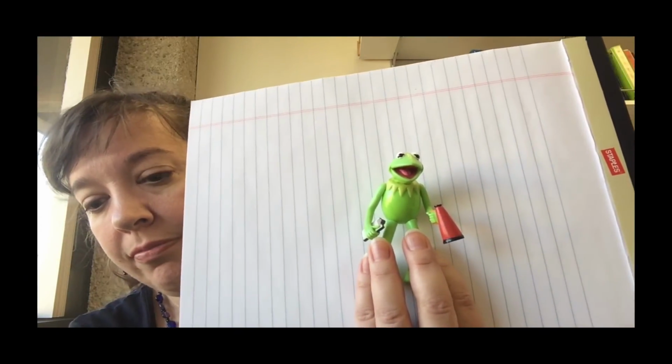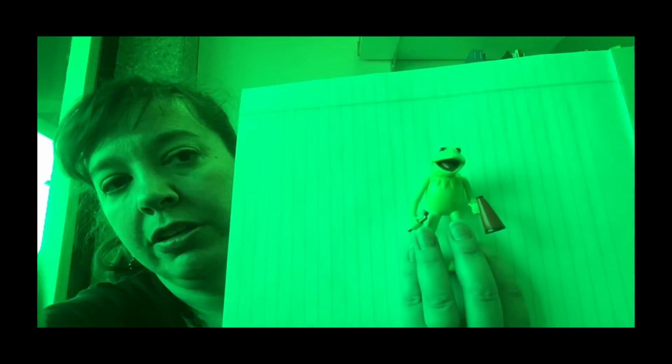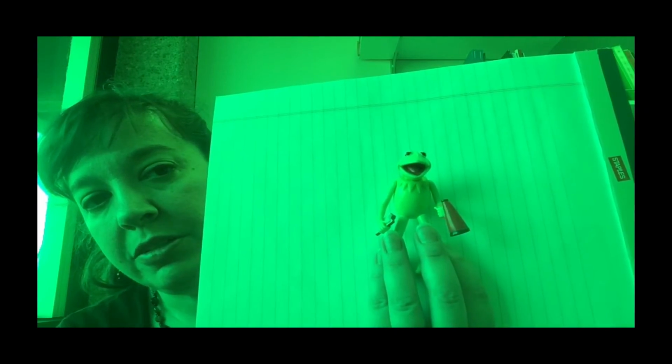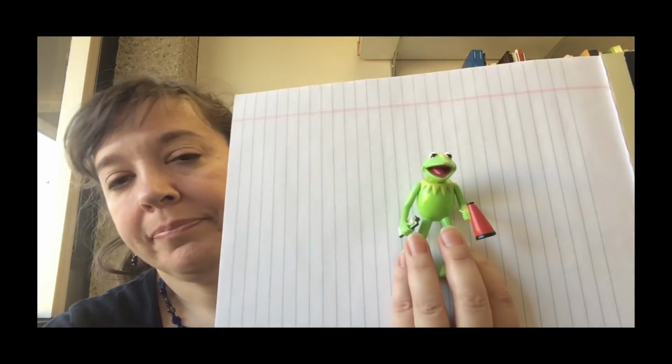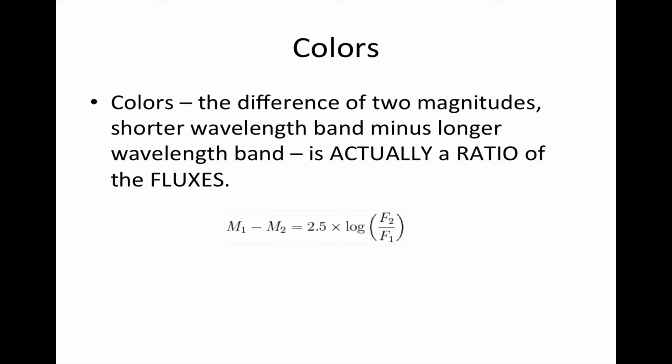Here's my friend Kermit. In red, he doesn't look green at all, and his megaphone looks white. In green, he looks bright, and his megaphone looks black. In blue, his megaphone looks black, but he doesn't look nearly as bright as he did in the green. So color in the astronomical definition is the difference of two magnitudes. Conventionally, it's a shorter wavelength band minus the longer wavelength band. And it is actually a ratio of fluxes.